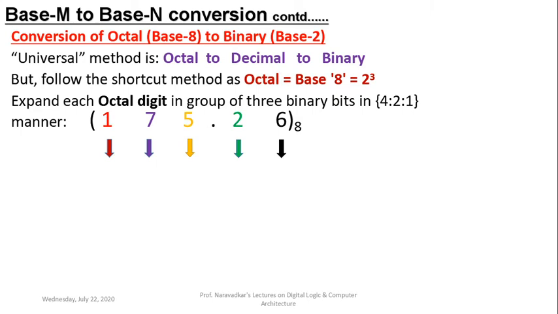Next is 5, shown by yellow color. 5 means 4 plus 1, so we can write here 1 0 1. 2 means, in 4 2 1 pattern, it is 0 1 0. The 3-bit conversion will be 0 1 0 written here. And then 6 means 4 plus 2. So it is 1 1 0. In 4 2 1 pattern, it is 1 1 0 for 6 octal into its corresponding binary here.